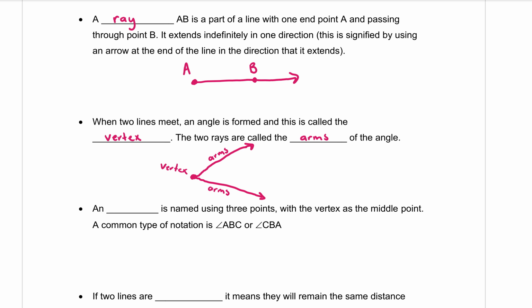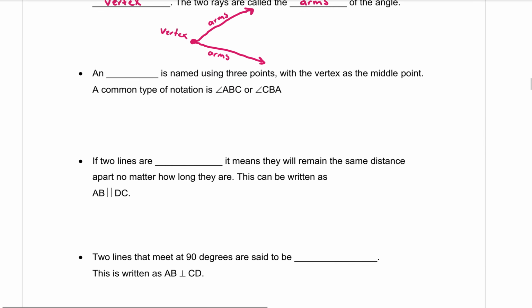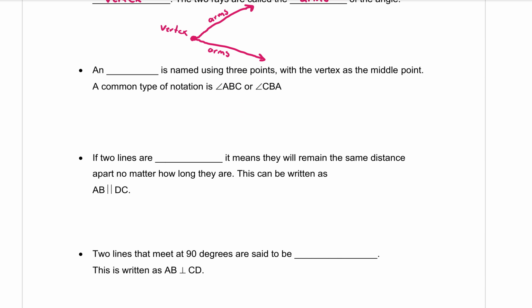Okay, now we're going to spend a lot of time looking at angles in this topic. An angle is named using 3 points with the vertex as the middle point. Okay, that's an important feature. The vertex is always the middle letter that you use when naming a point.